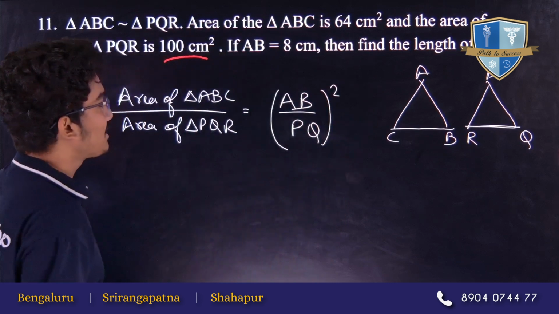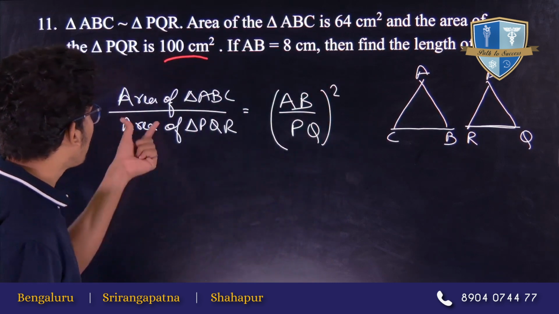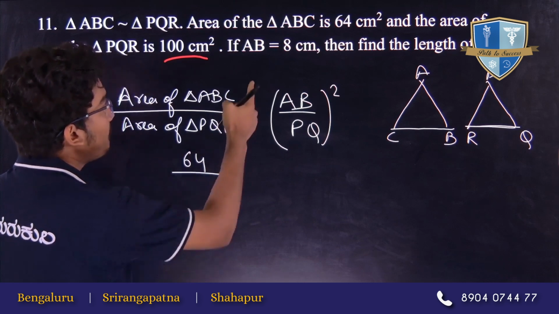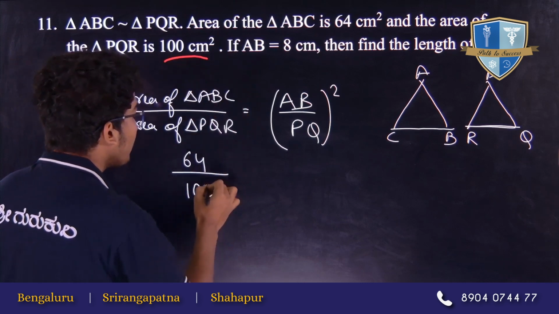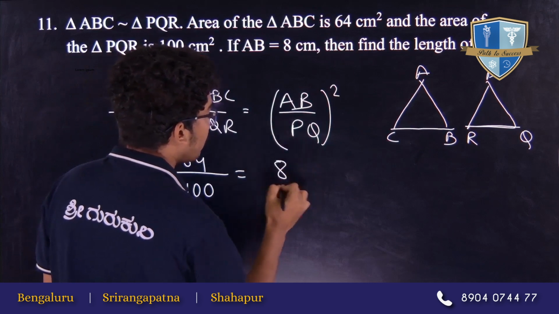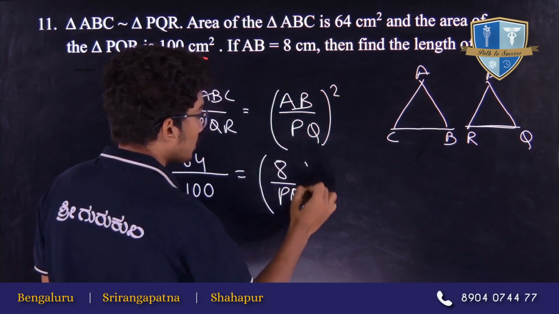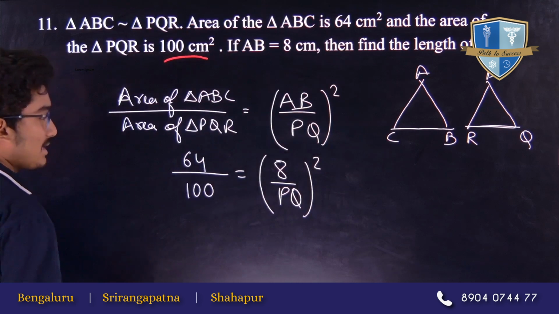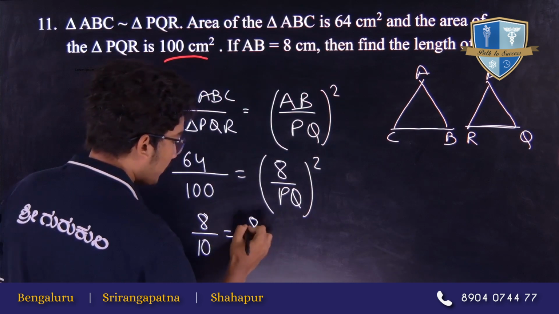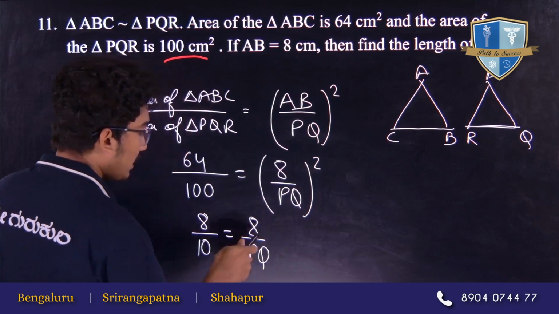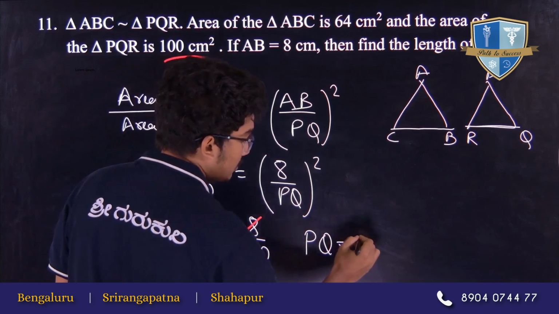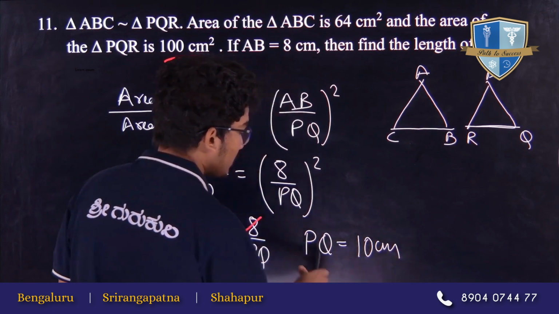Now using this relation, we can find the length of PQ because area of triangle ABC is given as 64, area of triangle PQR is given as 100, is equal to AB is given as 8 and PQ is unknown, the whole square. Now we'll take root on both sides. So this will be equal to 8 upon 10 is equal to 8 upon PQ. 8 and 8 will get cancelled out. PQ is equal to 10 centimeters. This is our final answer.